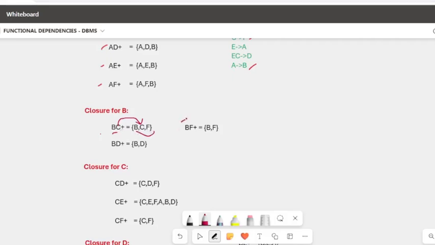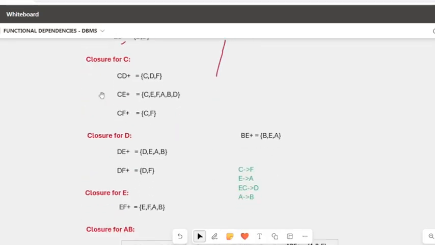Likewise, we want to identify the closure of BF and BD. Next, we want to identify the closure of the C combination, that is, the subsets of C: CD, CE, CF. So CD. We already said that inside an attribute closure, the attribute itself must be on the right-hand side. So for CD, we check whether CD determines any attributes in my functional dependencies. Yes, C determines F. And finally, we check whether CDF determines anything. Nothing, one and only CDF.